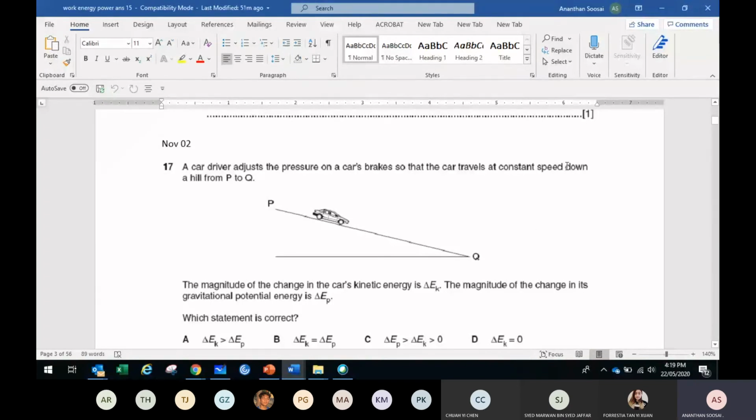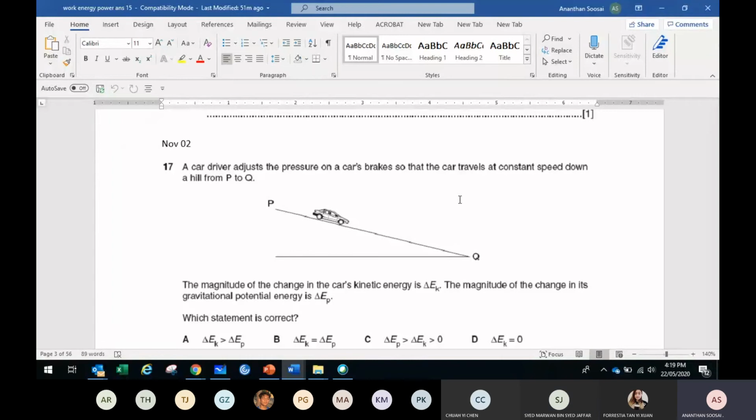Because it moves with a constant speed, the change in kinetic energy has to be zero. The gain in potential must be negative, potential dropping. Okay, work done by the thrust here must be how much? Is there any thrust here?